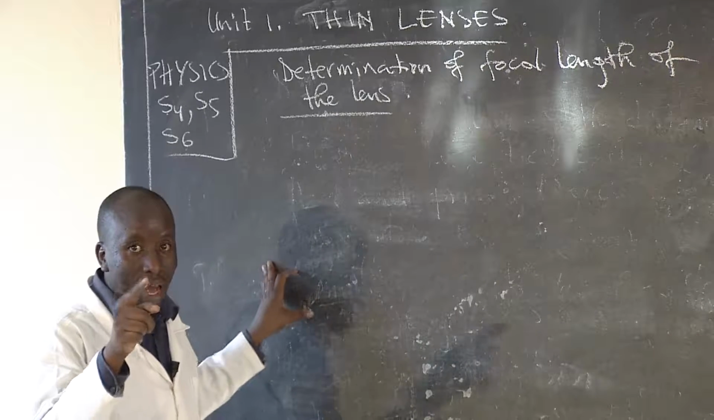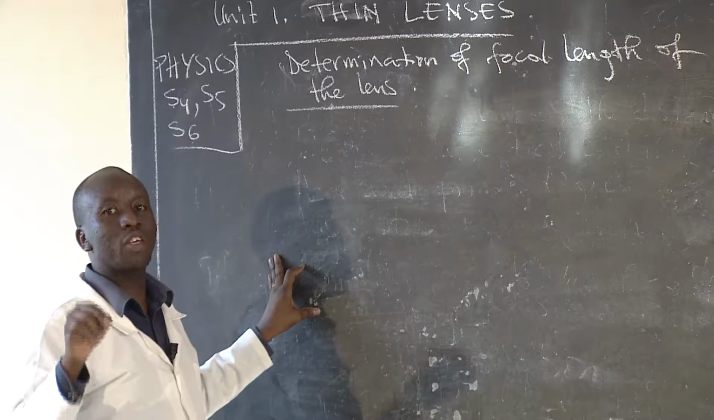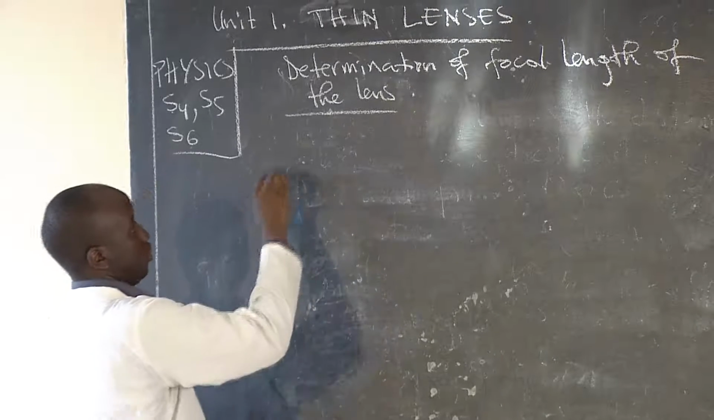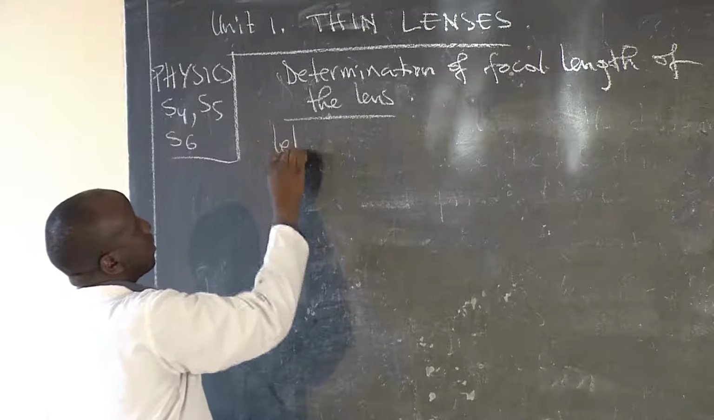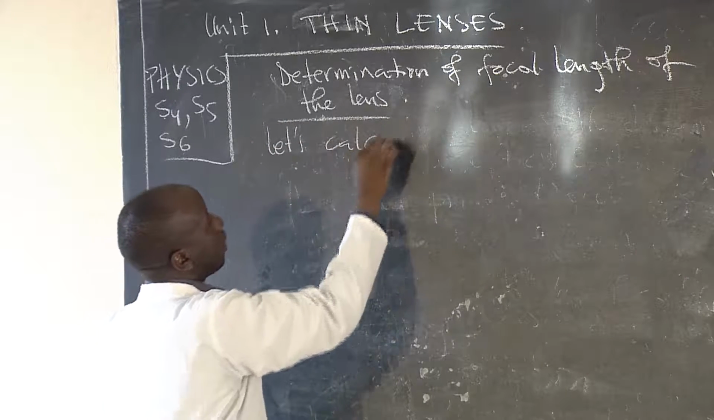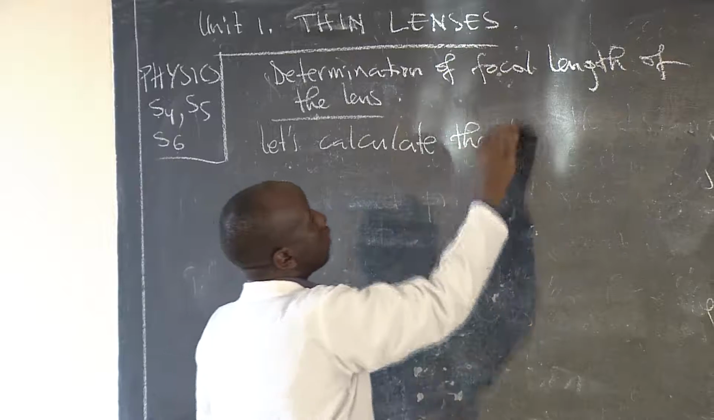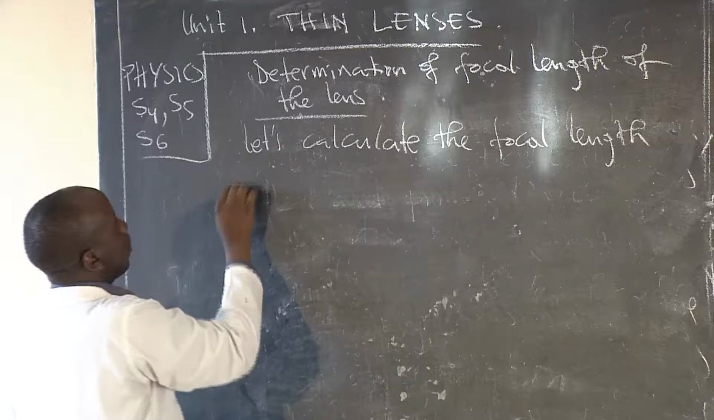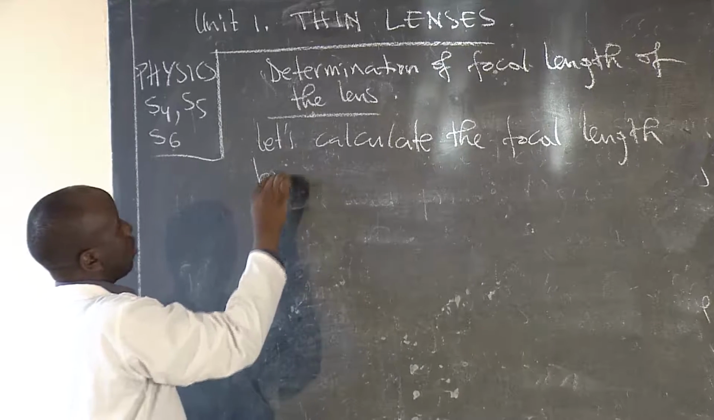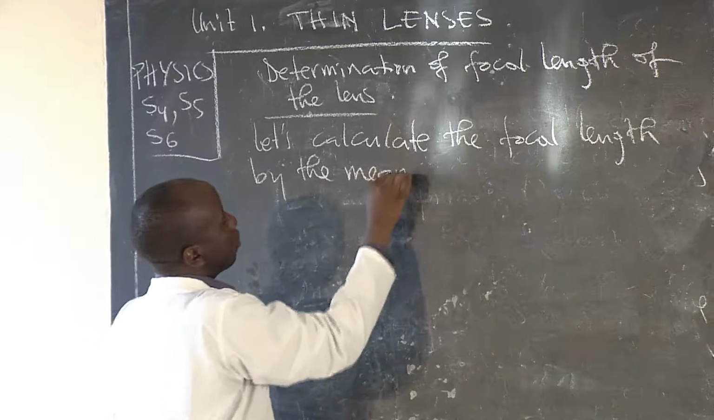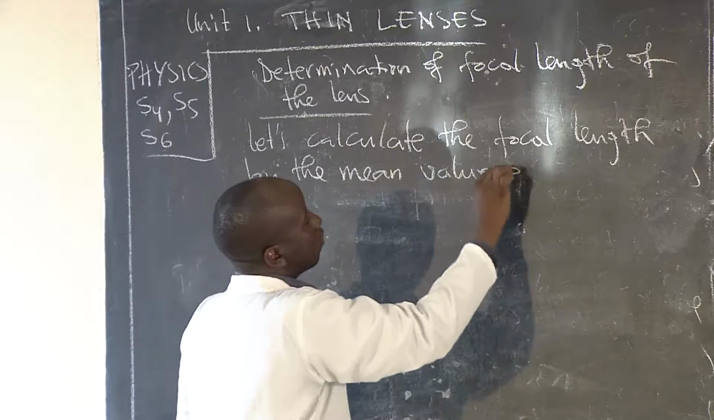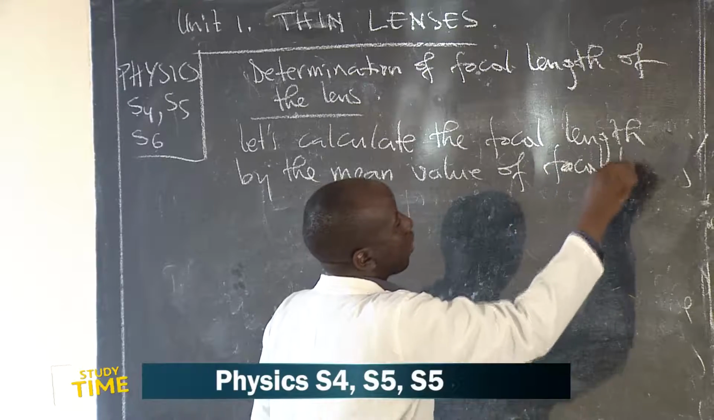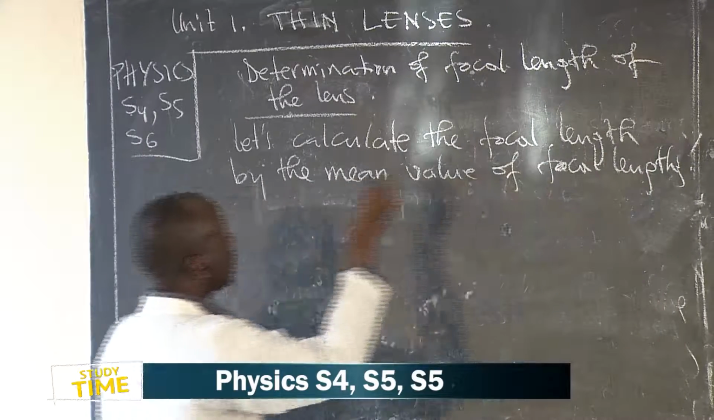But I remember, I asked you to think about this average focal length. This is the method that we are going to use. Let's calculate the focal length by the mean value of the focal length that we have determined the last time.